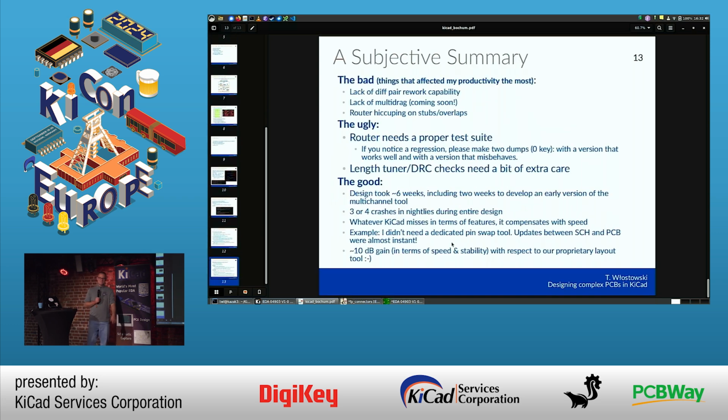So to summarize, what was bad? What made my experience bad, in the sense that it lowered my productivity the most? Differential pairs, definitely in first place. Multidrag, I could live without it, but it would save me a lot of time if I had it. And router hiccuping, so basically mostly my own fault. The ugly stuff that requires also a bit of care: we need a proper test suite for the router.